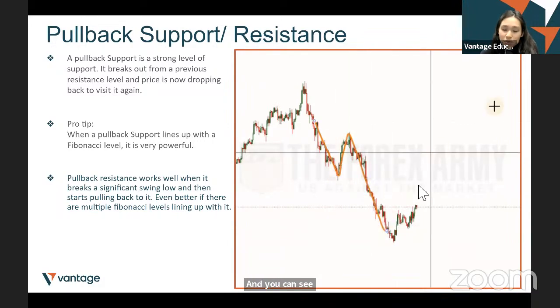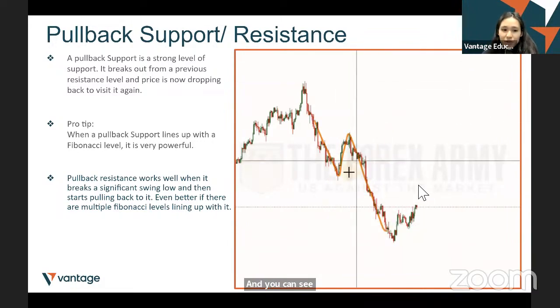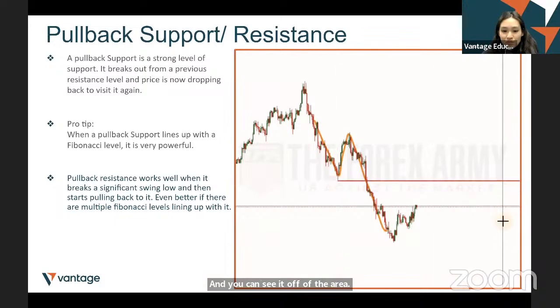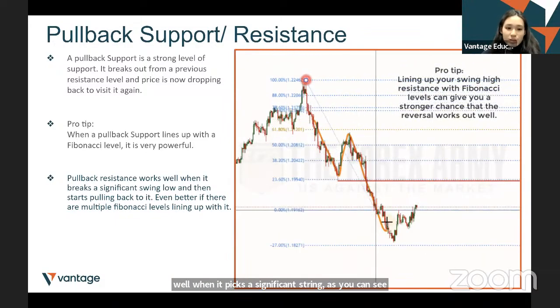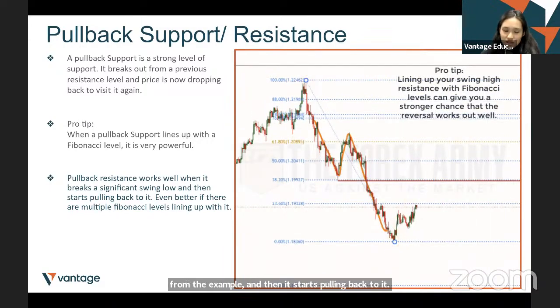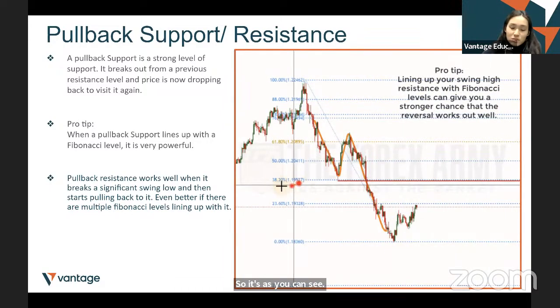So pullback resistance works well when it breaks a significant swing low, as you can see from the example, and then starts pulling back to it. As you can see, it's even better when there are multiple Fibonacci levels that line up with it.